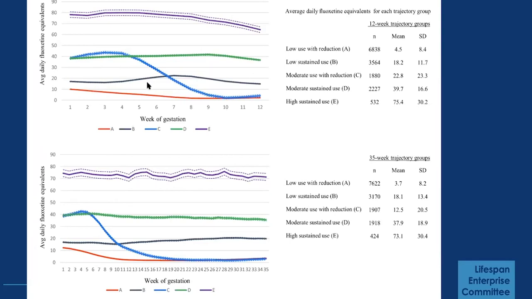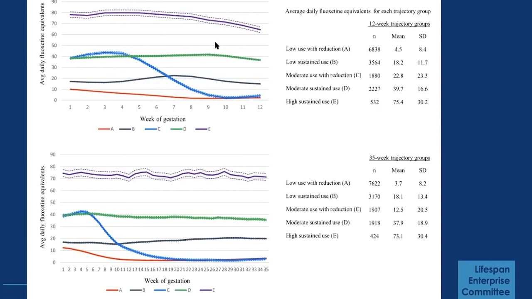So here, what you can see is that there were 5 trajectories, with women who started on, these are average fluoxetine equivalents, a low dose and discontinued or reduced even further their exposure. We had a low sustaining group. We again see this group that came in around 40 fluoxetine equivalents, one that discontinued and one that sustained, and then this higher sustaining group.